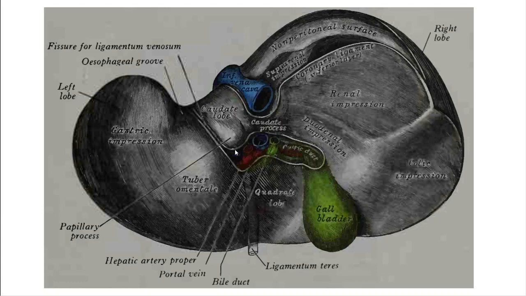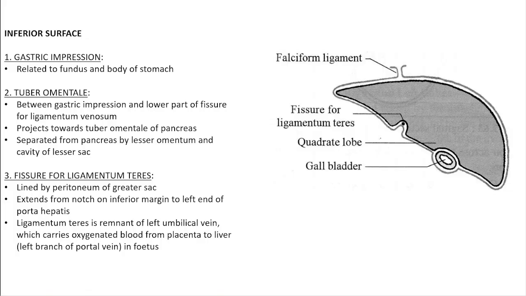Right. Then there is the porta hepatis intervening between the caudate process and the upper part of the caudate lobe, which contains, from anterior to posterior, the left and right hepatic ducts. Then it will have the left and right hepatic arteries, and then it will have the left and right divisions of the portal vein. So we will just discuss these one by one.